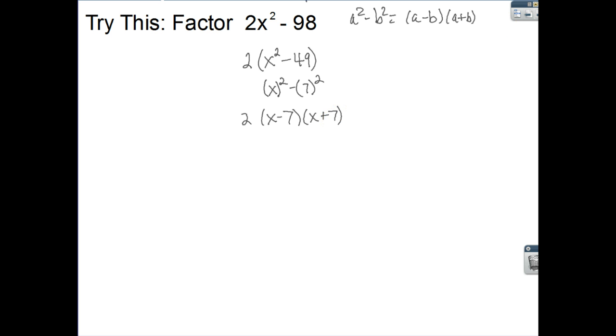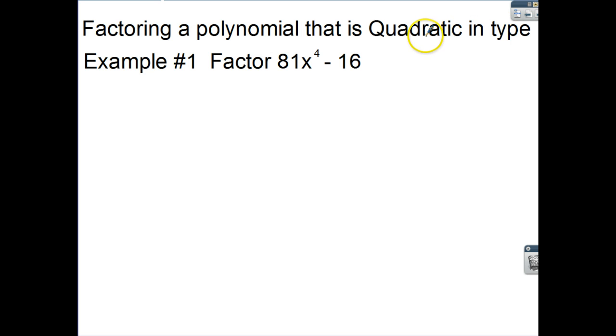There's our answer. Okay. All right, factoring a polynomial that is quadratic in type. Okay, example number 1. Now, we think of quadratic as being to the second power, like in the difference of two squares, but the fact of the matter is that any variable to an even power could be viewed as something that's squared. For example, x to the 6 could be looked at as x cubed, and then that raised to the second power, because when you have a power raised to a power, you multiply them. So if it's even, certainly it's divisible by 2, and then you could show it as 2 times something.